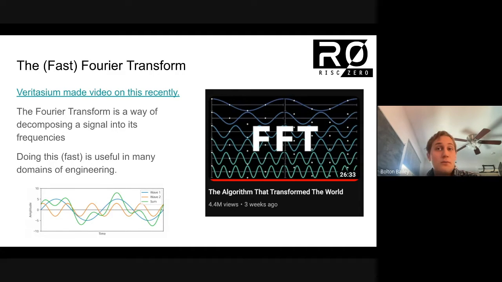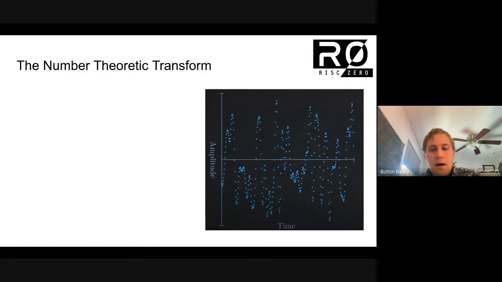And so what we'll learn today is more about the specific version of the Fourier transform that is used in RISC Zero, and that is the number theoretic transform.